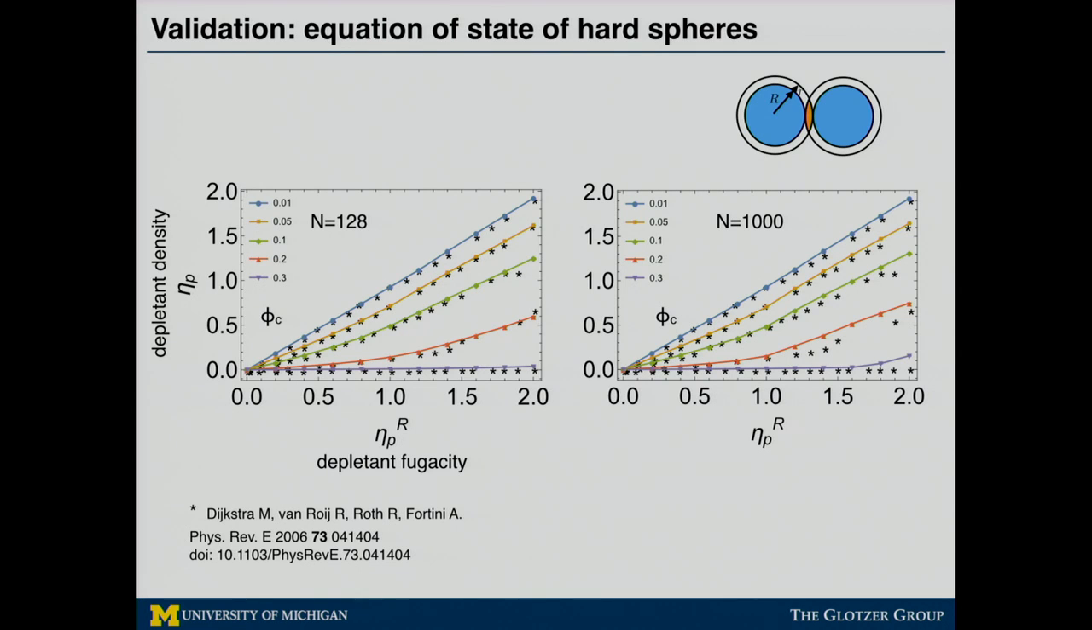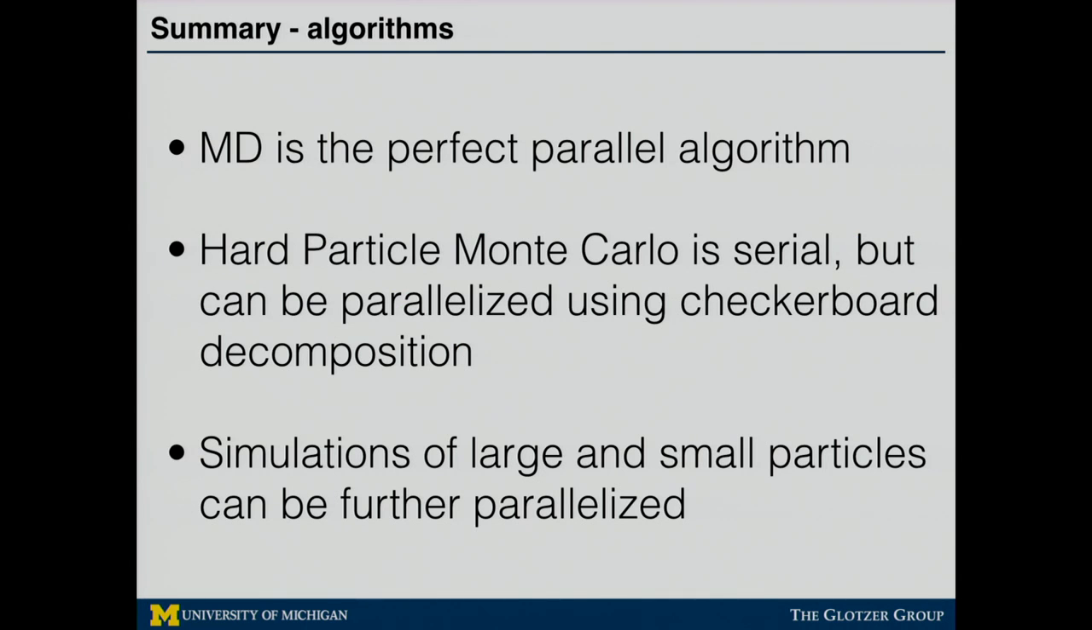I have explained the methods, and just to recap the methods part, we learned that molecular dynamics is basically the perfect parallel algorithm. Particle Monte Carlo is a serial algorithm, but it can be parallelized using checkerboard schemes. In simulations where we have large particles and small particles, we can take advantage of further parallelization using implicit depletion methods.